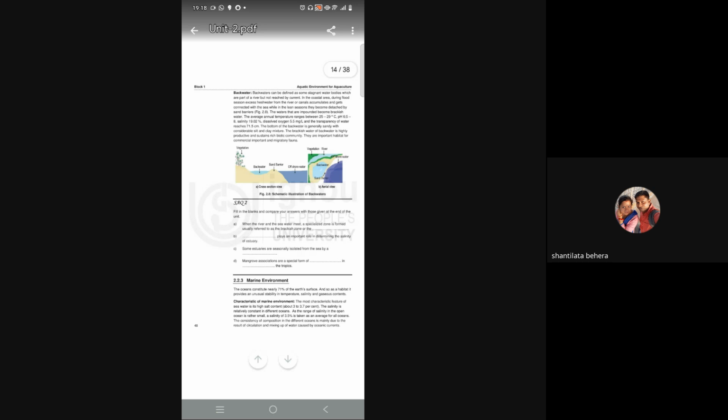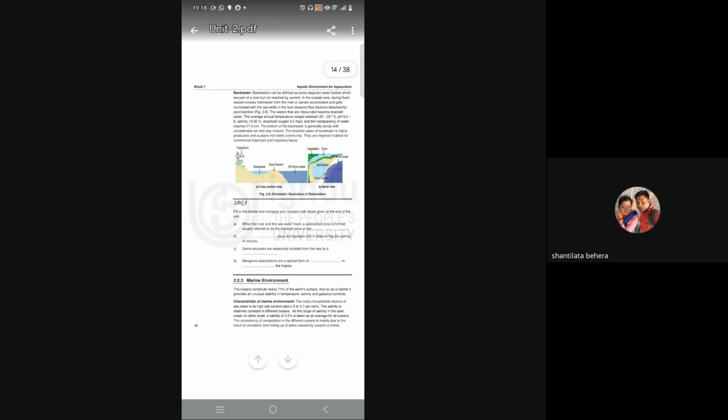Okay, next is coming to the marine environment. Some fishes prefer to grow in the marine environment, that means in the salt water environment, the water containing more salt. The marine water or ocean covers about 70% of the earth's surface. If you look at the total water content, 71% of water is marine water. So marine water is more on the earth's surface than the fresh water and brackish water. And as a habitat, it provides an unusual stability in temperature, salinity and gaseous content.